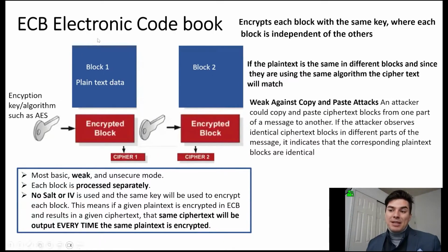And if the same input or plain text data is put into the block and then encrypted with the same algorithm, then the cipher is always going to be the same. It is weak against copy and paste attacks, and that's when the attacker could copy and paste the cipher blocks from one part of the message to another. And if the attacker observes identical ciphertext blocks in different parts of the messages, it indicates that the corresponding plaintext blocks are identical.